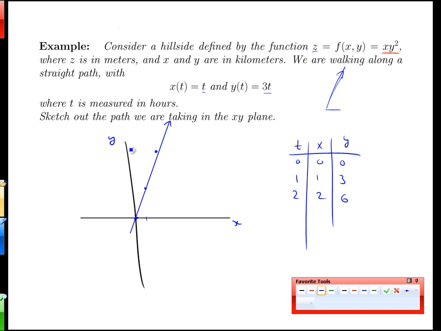What we're interested in, though, is questions like, are we moving uphill or downhill at a particular moment? We have the surface over top of the xy plane, or we have contours or a surface on top of the map that is not visible yet. And we're going to try to tease out the rates of change as we go through that.